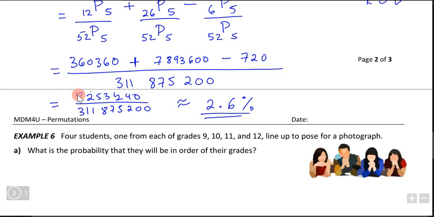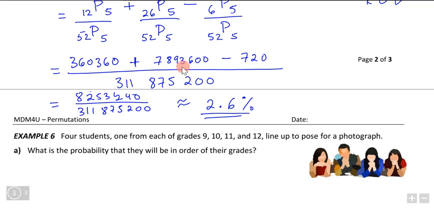7 million instead of 8 million? So if I add, do you get these 3 numbers? Oh, you did them all at the same time? Can you show me your calculator? 12p5 is 26p5 minus 6p5. Let me see if this is.